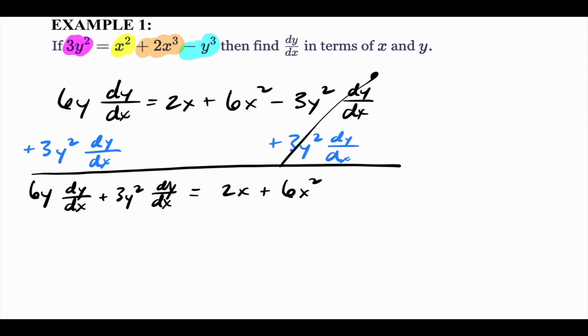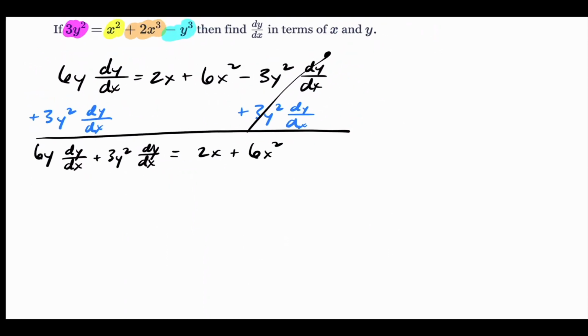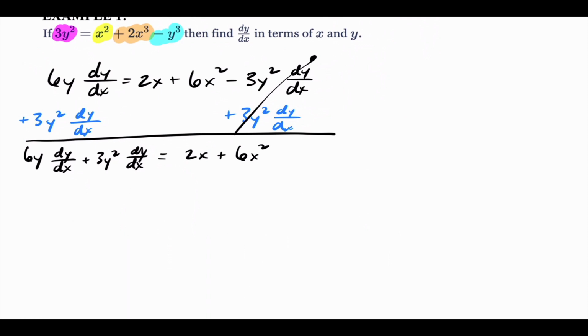So now everything with a dy dx is on the left side of the equal sign. Everything on the right does not have a dy dx. Do the same thing we did. How did we isolate dy dx in the last problem? Factored it, right? So I'm going to factor dy dx out. That leaves 6y plus 3y squared.